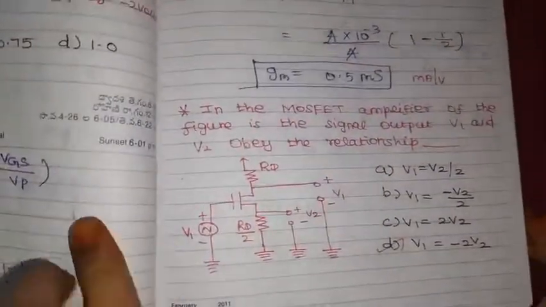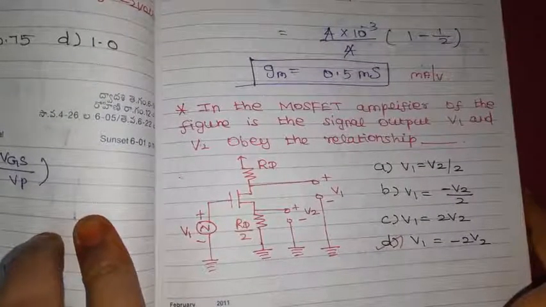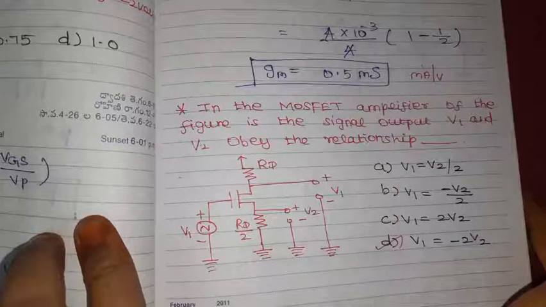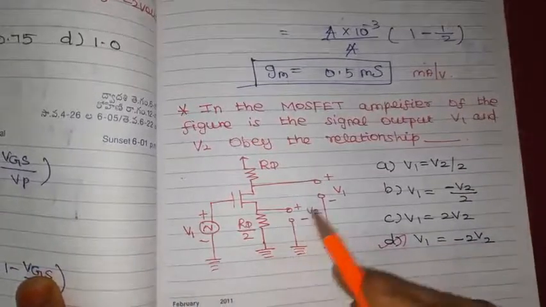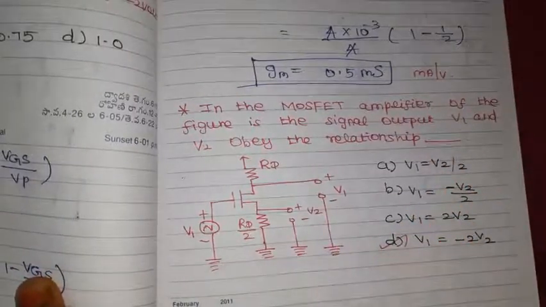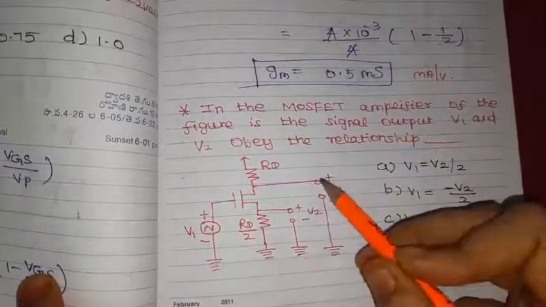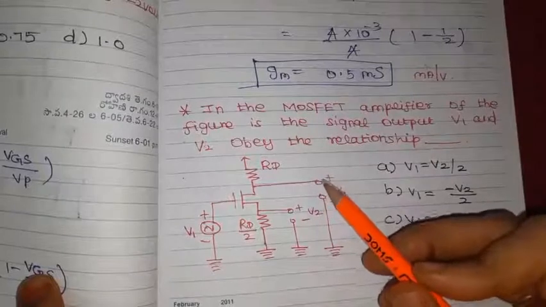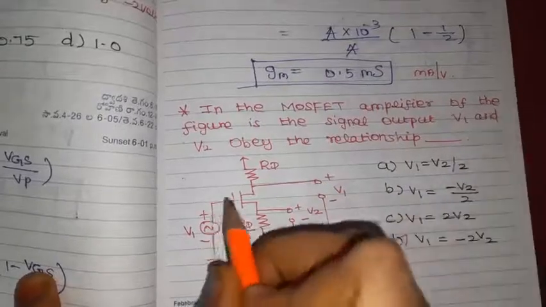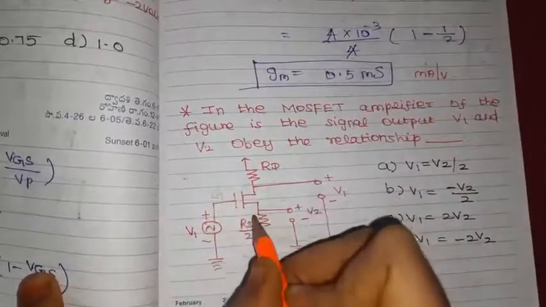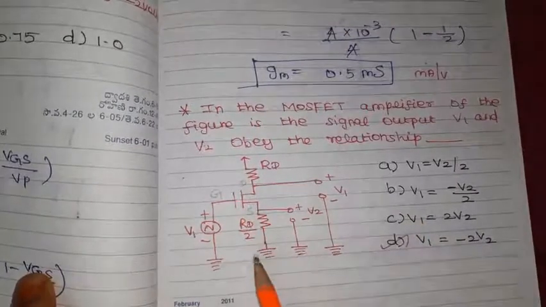Then the next question. In a MOSFET amplifier of the figure, the signal outputs V1 and V2 obey which relationship? So we'll find out the V1 and V2 relationship. First we'll find out the V2 value. From G to ground. So this is gate, this is source, this is drain. Okay, this is a MOSFET, right?